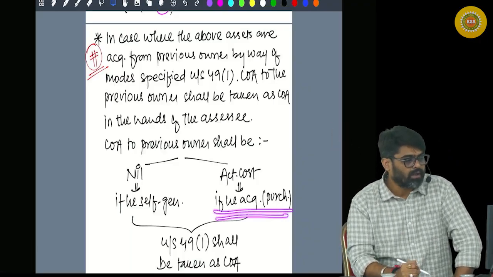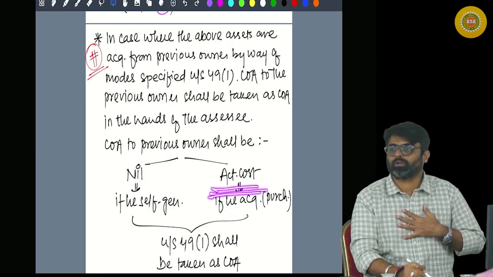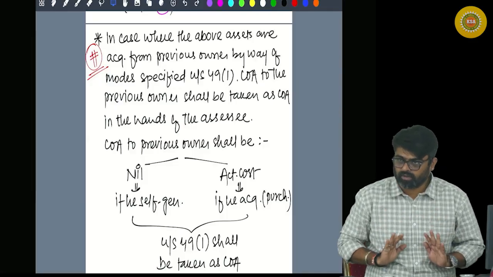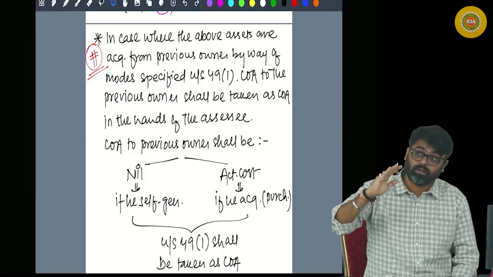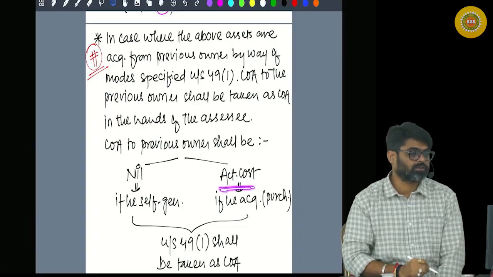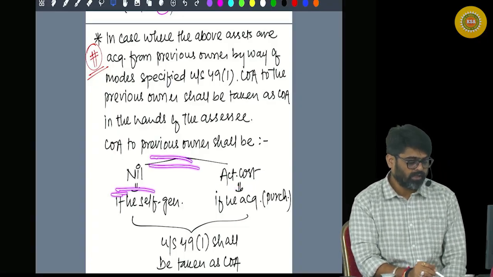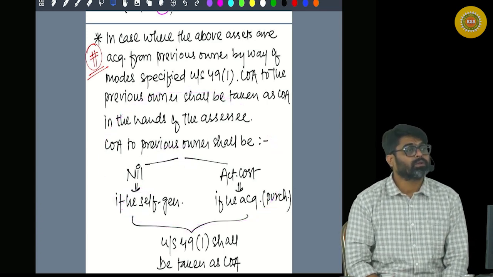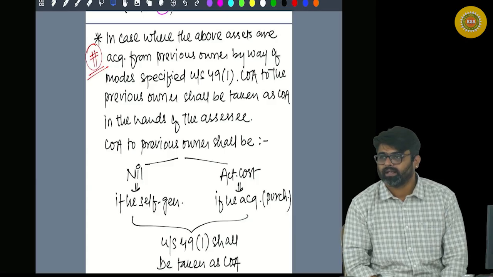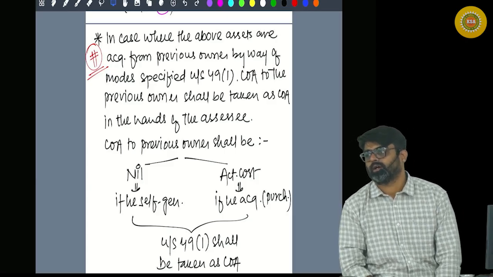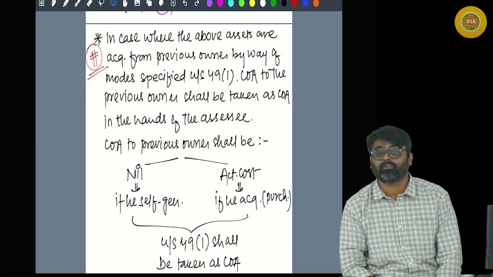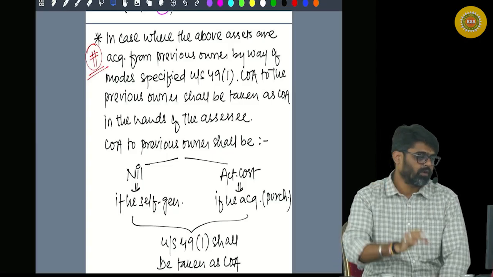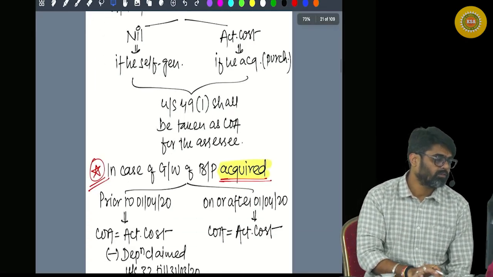What if the previous owner acquired? Actual cost was the cost of the previous owner, as per 55(2)(a). As per 49(1), that will become your cost. Actual cost in the hands of the previous owner, or nil in the hands of the previous owner, will be deemed to be the cost of acquisition in the hands of the assessee, because the assessee has acquired the asset by way of modes specified under section 49(1). Yes or no?